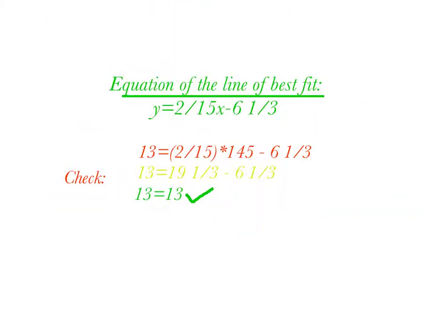So the final equation for the line of best fit is y equals 2/15x minus 6 1/3. To check your answer, pick a point from the line, such as 145 and 13, and plug it into the equation. The point works, so this equation fits the line and the data.